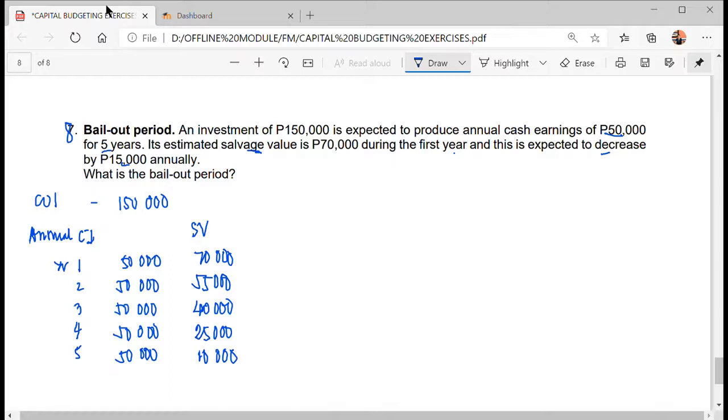Okay, so the one that I will be showing to you is not the same as our lesson notes format, so we can still use the tabulated style to finish faster. You compute the total cash flows or the accumulated cash flows. So year 1 is 50,000. You consider its salvage value. The salvage value is 70. So 50 plus 70 is 120. Is our initial investment of 150,000 covered? Is it covered? Not yet.